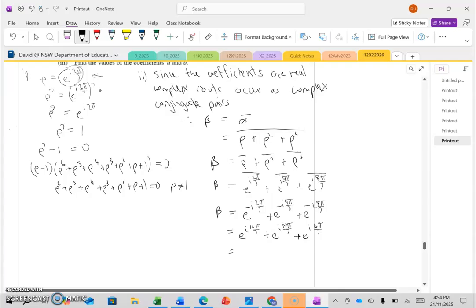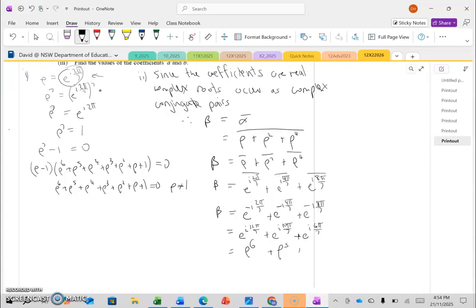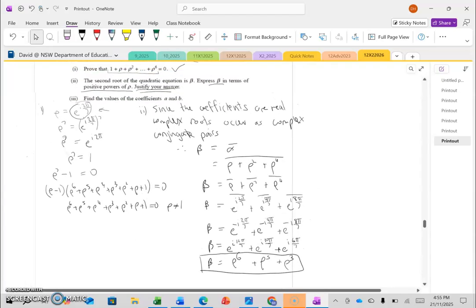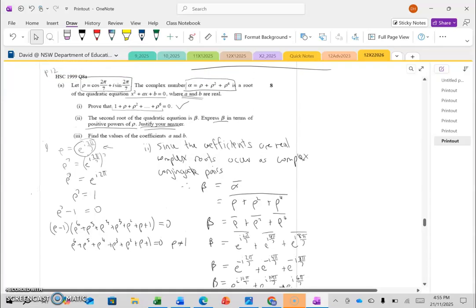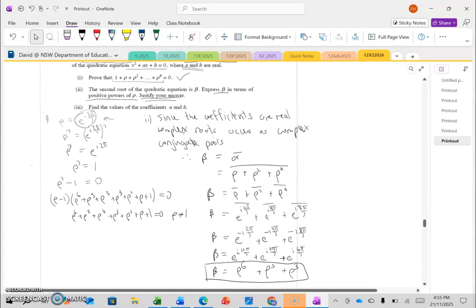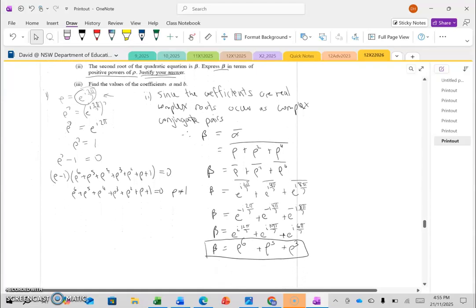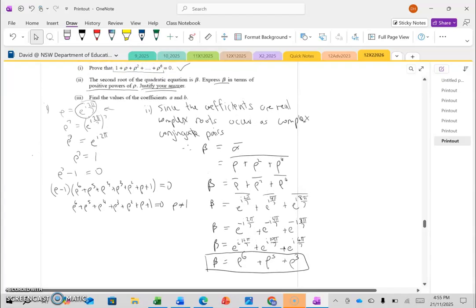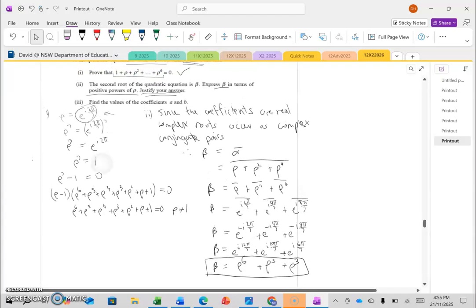Now I can sub back in rho. This will be rho to the power of 6. This will be rho to the power of 5. This will be rho to the power of 3. So we've got a second root in terms of rho and positive powers of rho. So that's part 2 done.